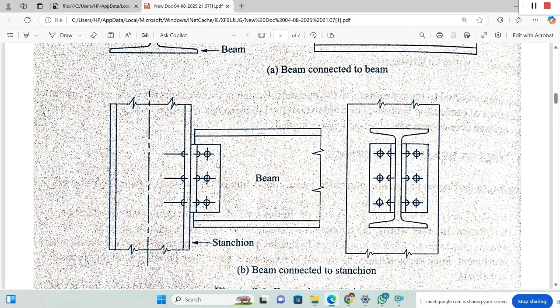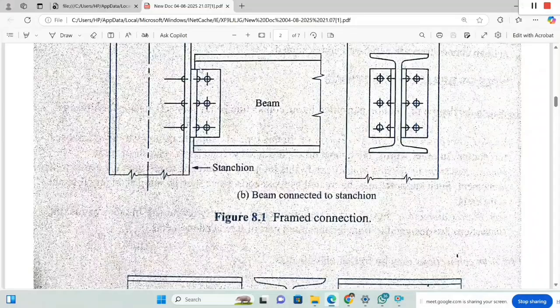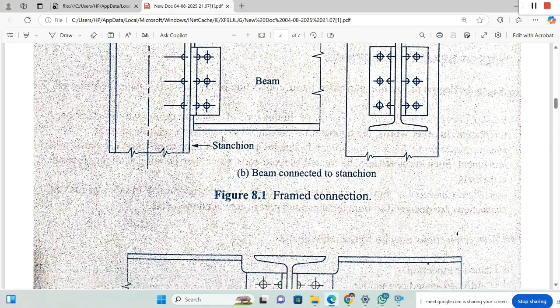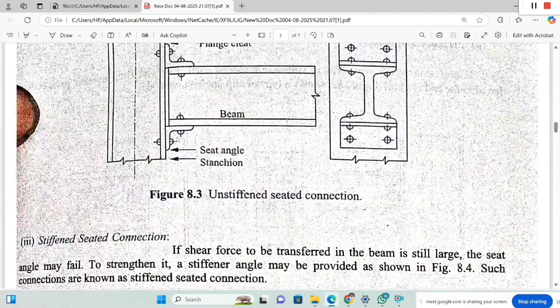So this will be used when the magnitude of shear force is less and the number of bolts required is less. So the space available is sufficient for the bolted sections. Suppose this space is insufficient, and the requirement of cleat angle length or number of bolts is more, then we will go for the seat angle connection. That is the seat angle connection. This one. The beam rests on the seat angle and then it is bolted.